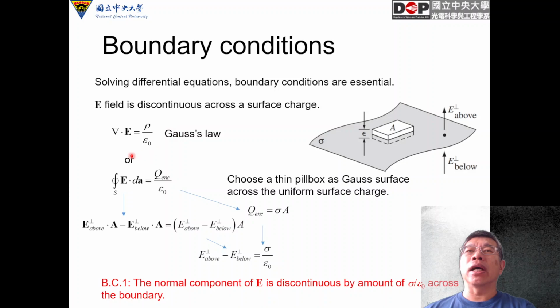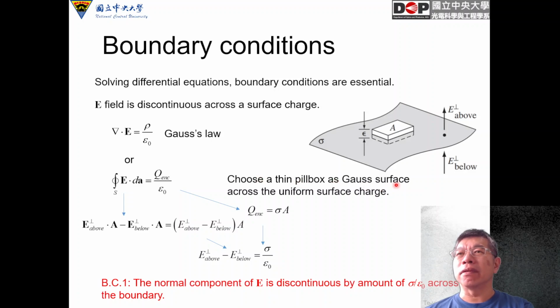So here is the Gauss law, in differential form or integral form. The integral form is probably easier to work with. For that, just like earlier, if this is a surface charge, it will be easier to use a boundary along the surface. So a pillbox is a good boundary we can choose. We choose a thin pillbox as a Gaussian surface.